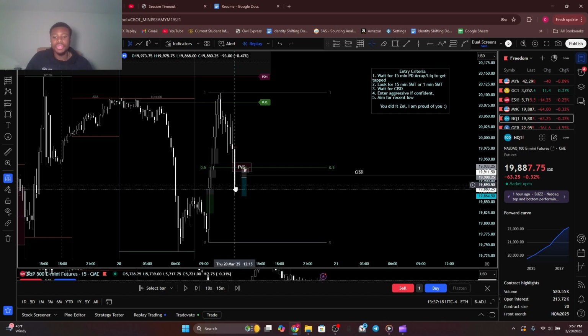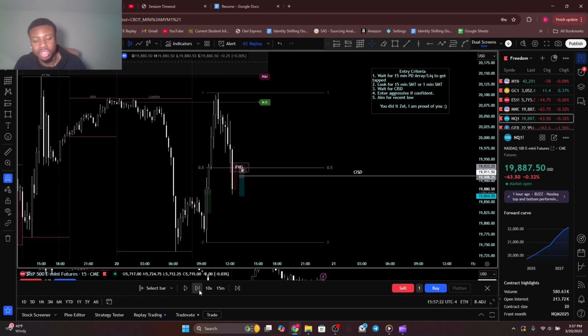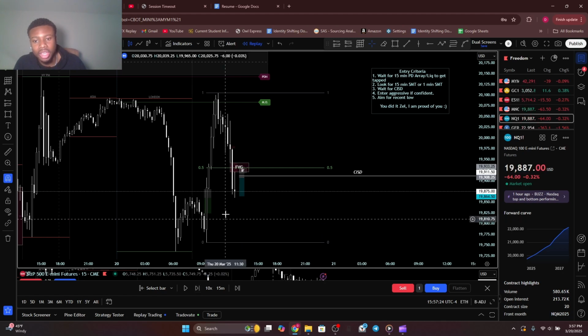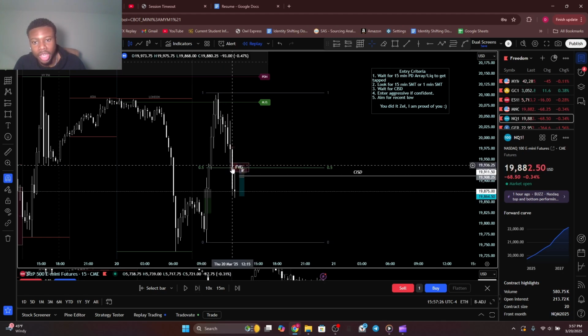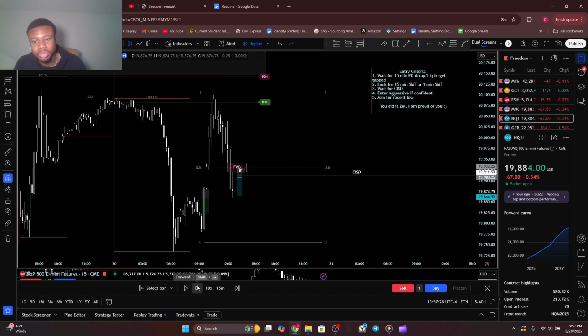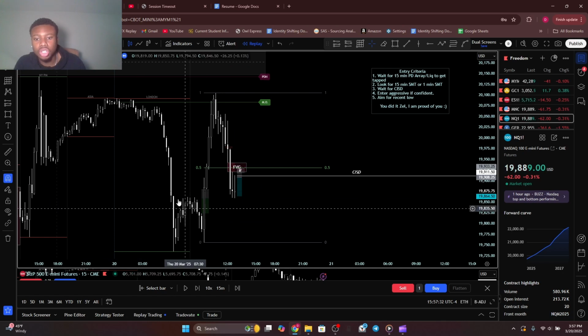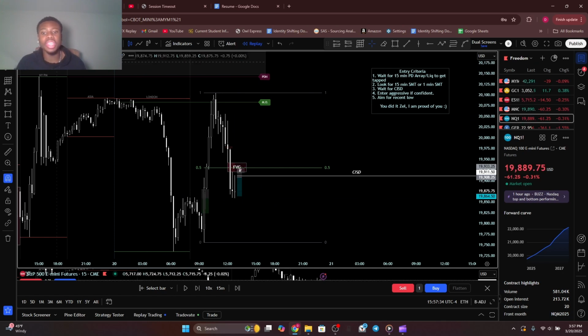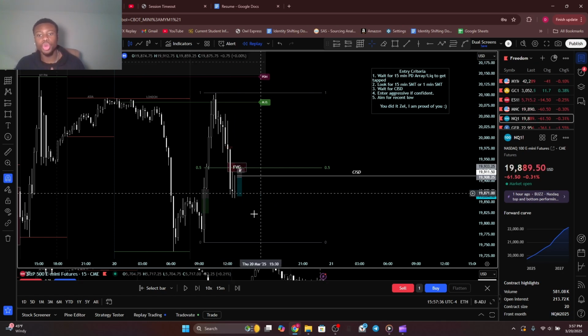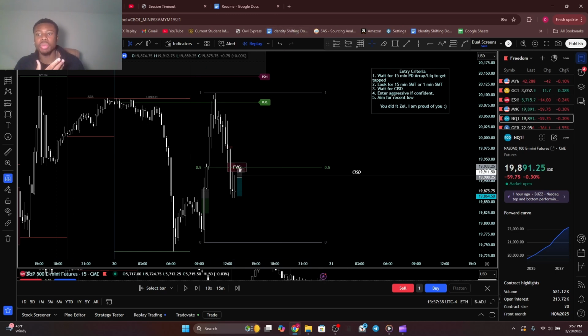So we come into the 50%, but it's still not 1 p.m. yet, so I'm not really looking to take any trades. And then we create that fair value gap. I pay attention to that. And then it starts to look like we might be getting the move back up. So I was preparing for that move back up.